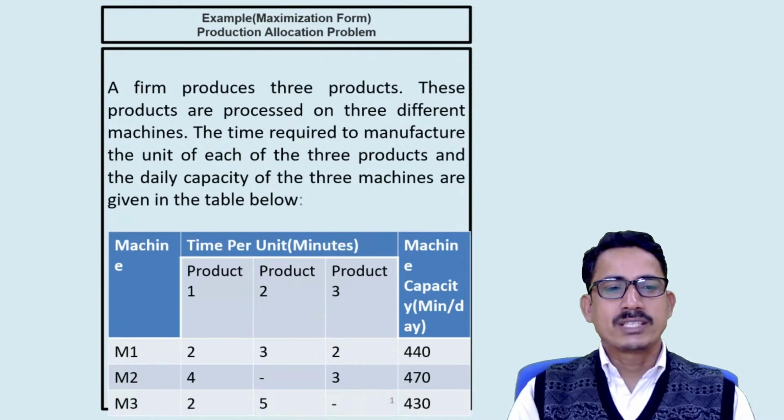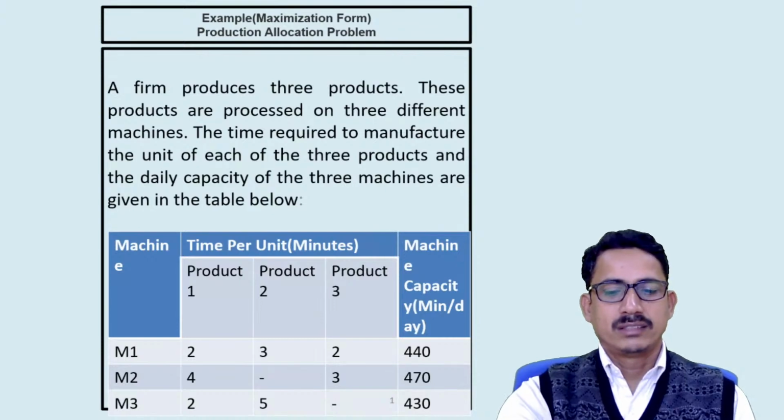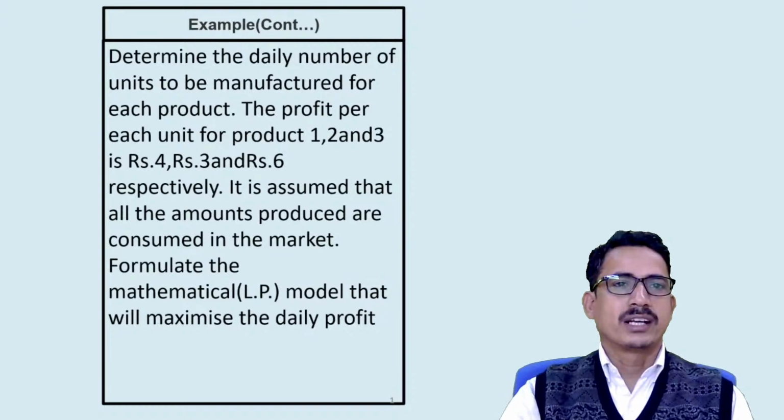Similarly, machine 2 capacity is 470 minutes in a day. Machine 3 capacity is 430 minutes in a day. Now, looking at this data, the question is like this.